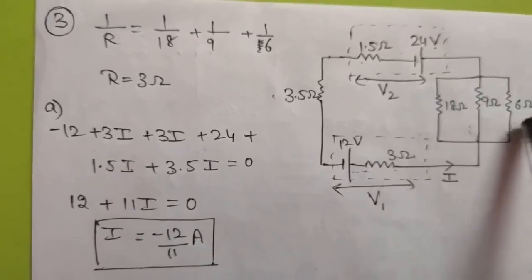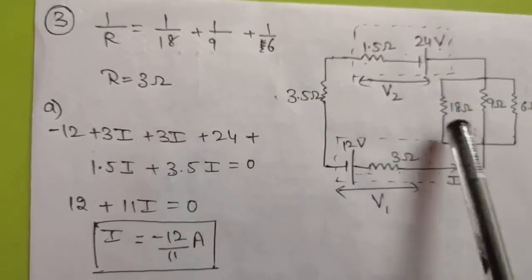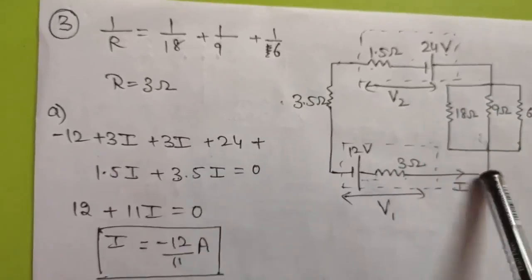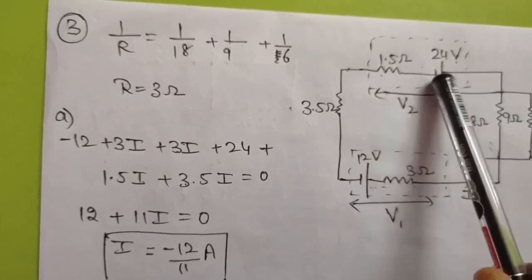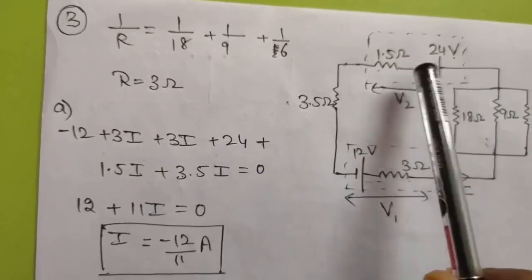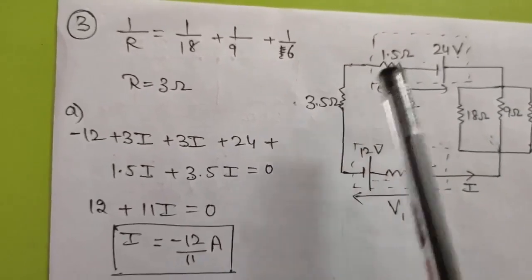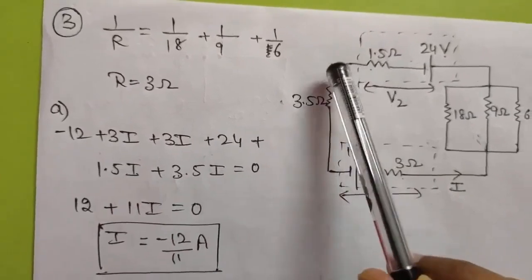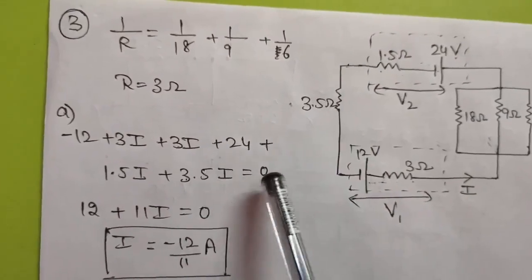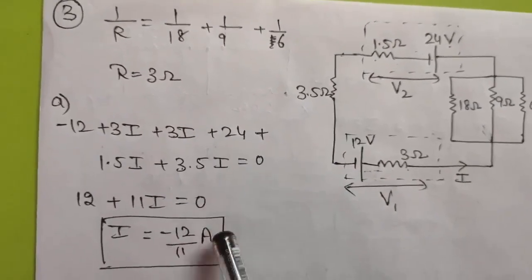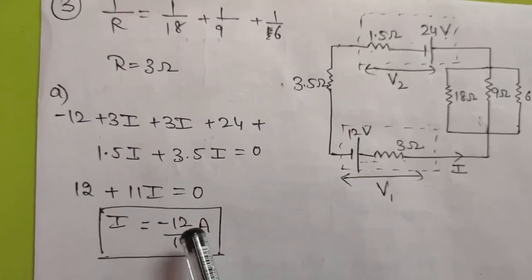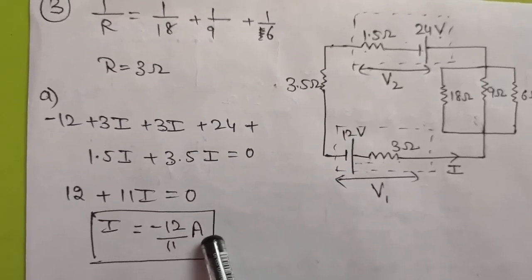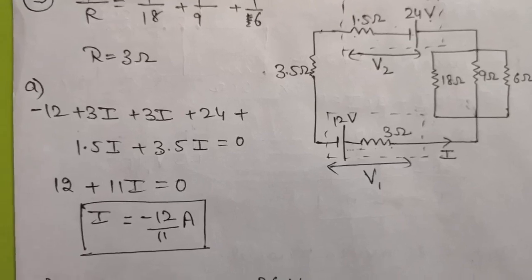Now the equivalent resistance of this circuit is 3, so again 3i plus 24 plus 1.5i plus 3.5i is equal to 0. So solve it. From here you will get the value of current to be minus 12 by 11 ampere. So this is the current flowing in this circuit.